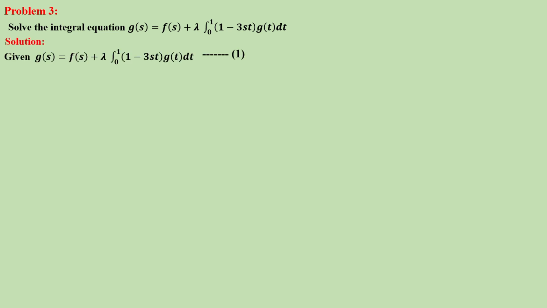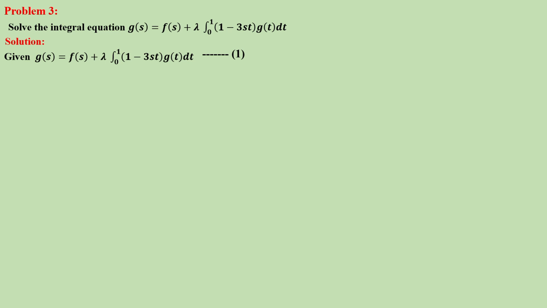Now we are seeing the integral equation which we are going to solve using the Fredholm alternative theorem. So next problem: solve the integral equation g(s) = f(s) + lambda times the integral from 0 to 1 of (1 - 3st) g(t) dt. So we'll see the solution first.